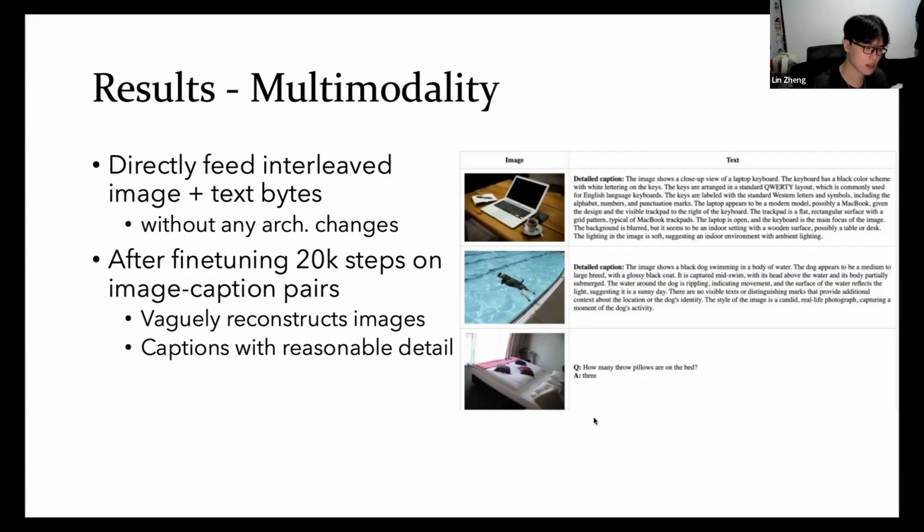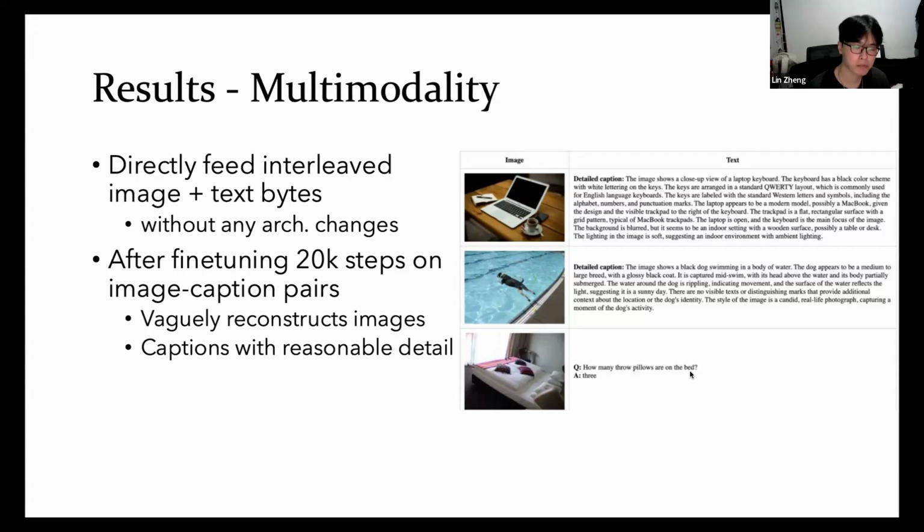So this again validates our previous claim that byte models show very native support for multi-modal data types. After fine-tuning for 20K training steps, we found the model could vaguely complete the images given the left half or upper half of the images, or given the complete images, the model could generate captions with great details. Here are some examples on the right-hand side. But again, there are a lot of hallucinations happening there, so there's definitely a lot of room for improvement.